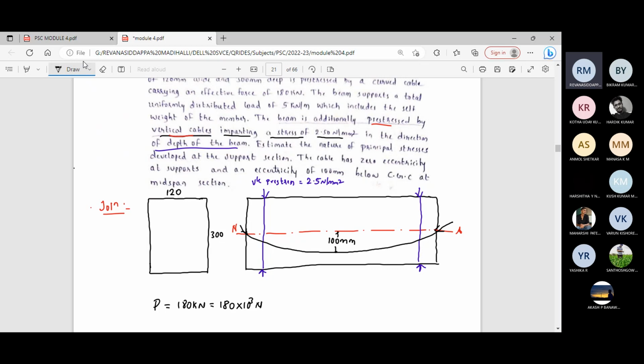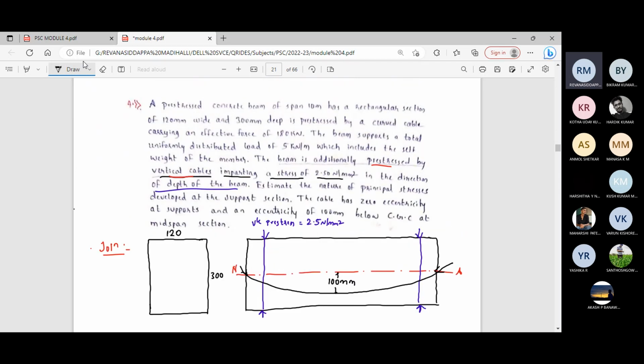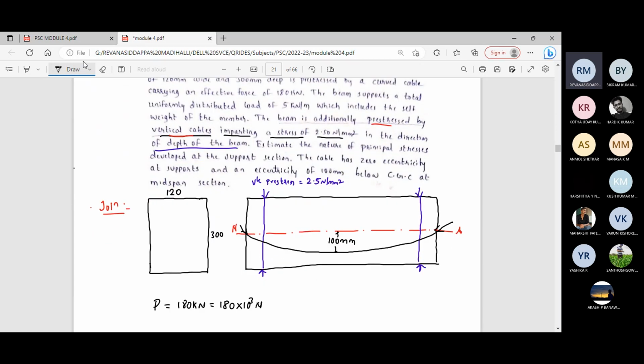Here it is not particularly mentioned as a parabolic cable. The cable has a zero eccentricity at supports and an eccentricity of 100 mm below the CGC at the midspan. It is not mentioned whether it is parabolic or triangular. In the absence of the data, you assume it as parabolic only.